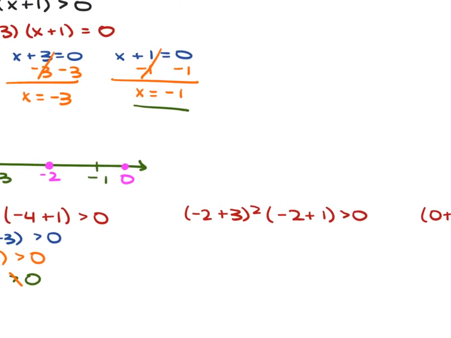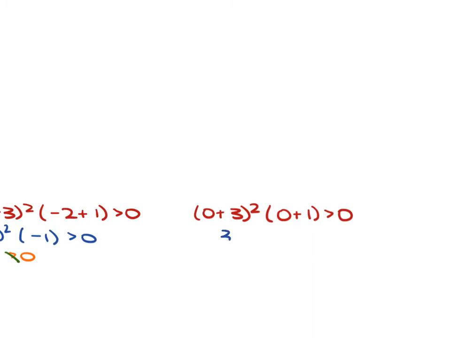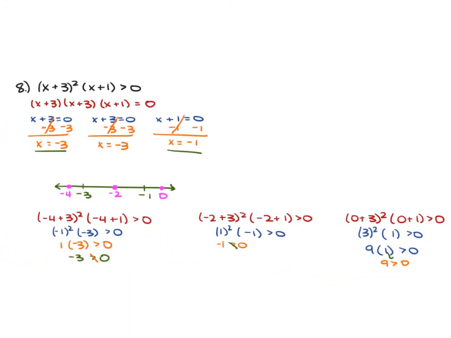With the negative 2, negative 2 plus 3 is 1 squared times negative 2 plus 1 is negative 1 is greater than 0. This is going to give me 1 times negative 1, which is negative 1 is greater than 0. That one does not work. So let's try the other one. We have 3 squared times 1 is greater than 0. 3 squared is 9 times 1 is greater than 0. So that's just 9 is greater than 0. That one works. So we would shade to the right of that negative 1.